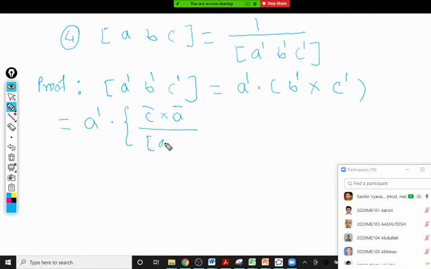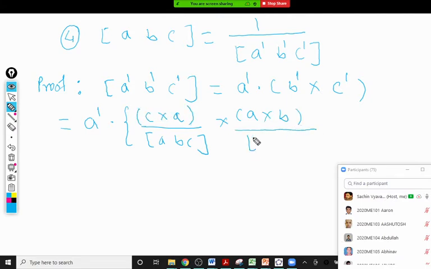upon box ABC. Throughout, if you select this one without the bar, you should follow the same notation. This is C cross A upon box ABC. Now C dash is A cross B, divided by box ABC. I think there should not be any doubt up to this step. This box ABC is just a number. You can write box ABC squared outside, or you can keep it as it is.